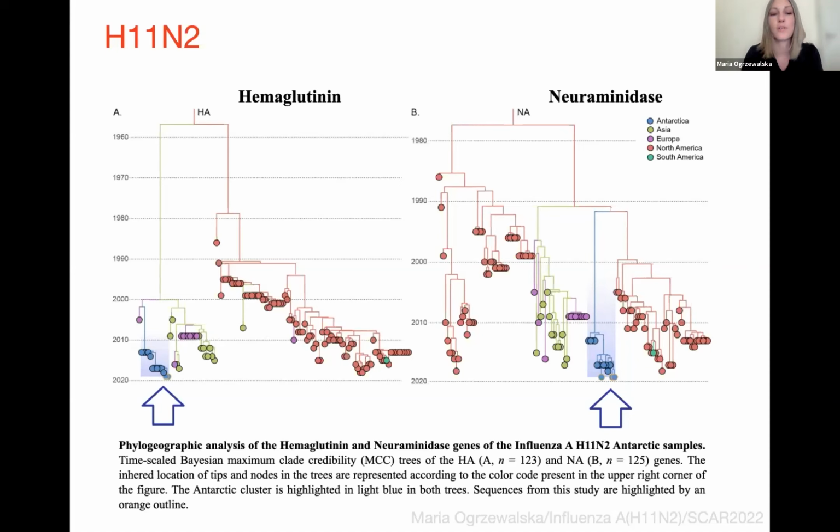So for each fragment, you make a phylogenetic tree separately. And we discovered here that, taking into consideration the genes that codify the glycoproteins, hemagglutinin and neuraminidase, our samples, marked here in blue, cluster together with other Antarctic influenza viruses. And we made those analyses for all fragments of influenza. We always observed this.